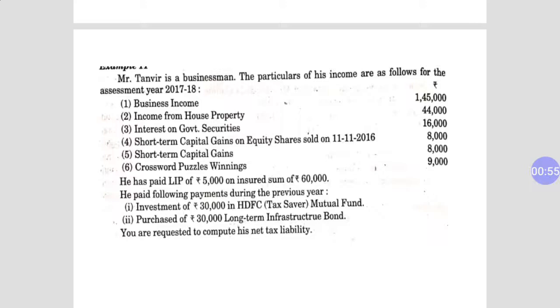After that we have some payments by him: life insurance premium of 5,000, an investment in HDFC tax saving, and another infrastructure bond. So dear student, you have to calculate his tax liability. This question is very simple, but it's a practice question, so we should solve it with the full procedure.